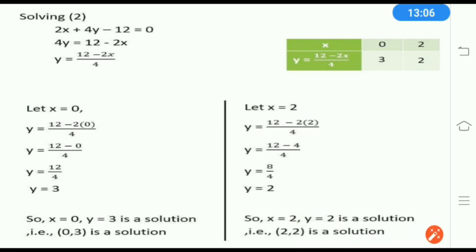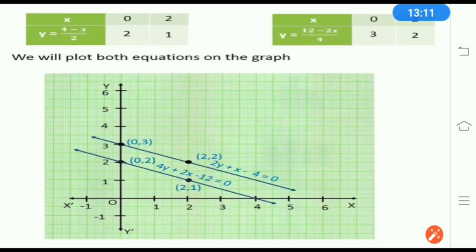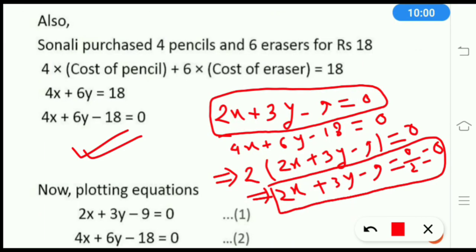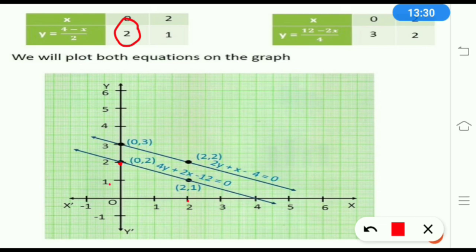Now we plot these 4 points on the graph. Okay, so here the first one is x equal to 0, y equal to 2, and x equal to 2, y equal to 1. So here 0 comma 2 is the first point, so this is 0 comma 2. Clear? The next point is 2 comma 1, this is 2, here is 1, that means this is 2 comma 1. So this is the line represented by the equation 4y plus 2x minus 12 equal to 0.